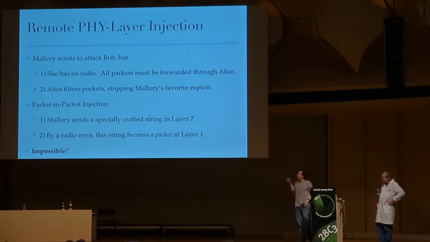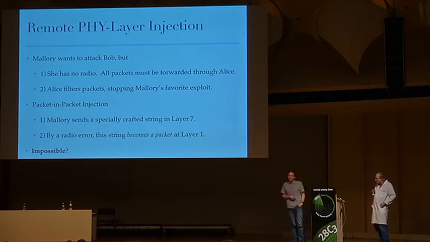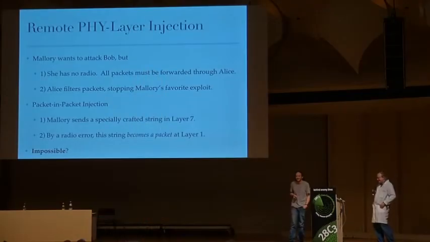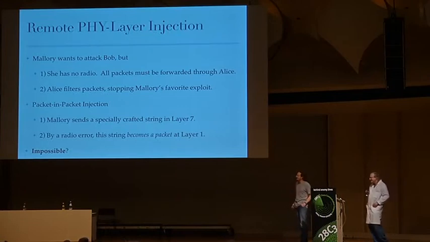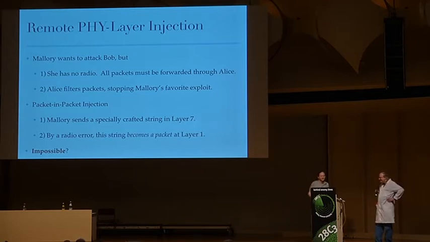So what we came up with was a remote PHY-Layer injection. We had a theory of how the vulnerability should work. This theory was completely wrong, but the exploit worked anyways. This almost never happens, but in this case it did. And the resulting attacks turned out not to just be specific to that radio, but actually portable to the entire class. So we're dealing with a situation in which Mallory wants to attack Bob, but Mallory does not have a radio, and Mallory's exploit only works over the radio.